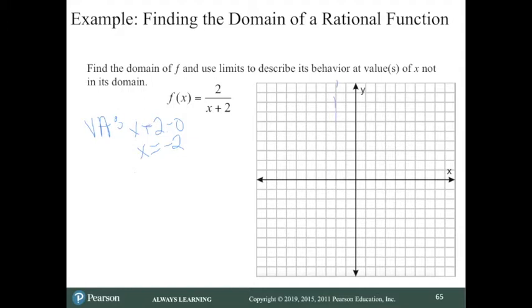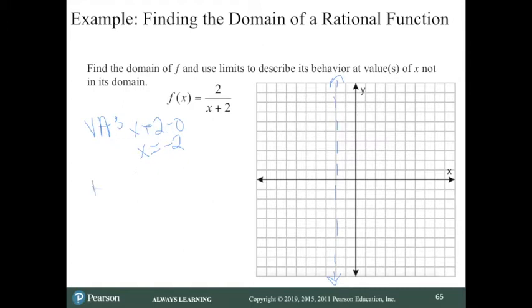Let me try that again. Okay, there we go. x equals negative 2. There is our vertical asymptote, dotted because it's not part of the function. We've talked about that before, how the vertical asymptotes and the horizontal asymptotes are guides that give us insight into the shape of the function, but they themselves are not part of the function. So that's our vertical asymptote.